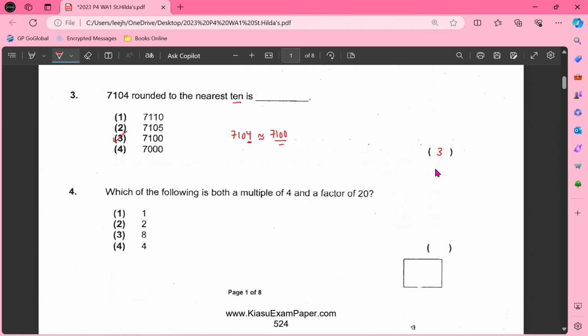Question 4, which of the following is both a multiple of 4 and a factor of 20? You don't know which is a multiple of 4, but you can work with the factors of 20 first. So I'm going to list out the factors of 20: 1 and 20, 2 and 10, and 4 and 5. That's all. So I need that number to be a multiple of 4. Let's list down some multiples of 4: 4, 8, 12, 16, 20, 24, and so on. But if you look at the numbers here, it's either a 4 or 20. In your options, there's no 20, there's only the number 4. So your answer is number 4.